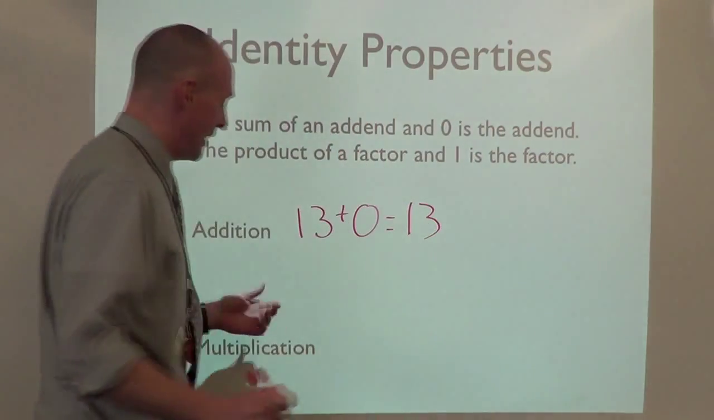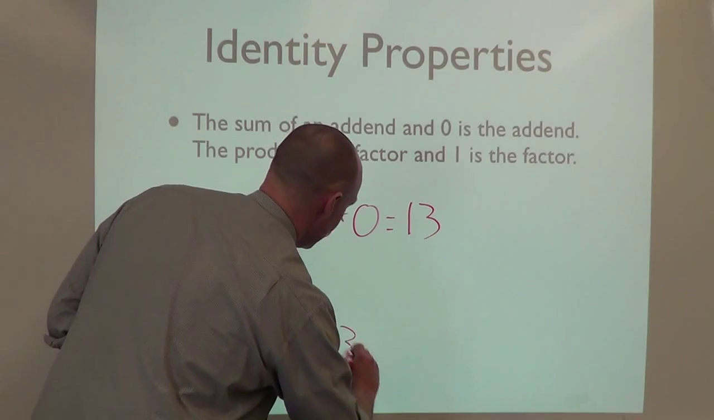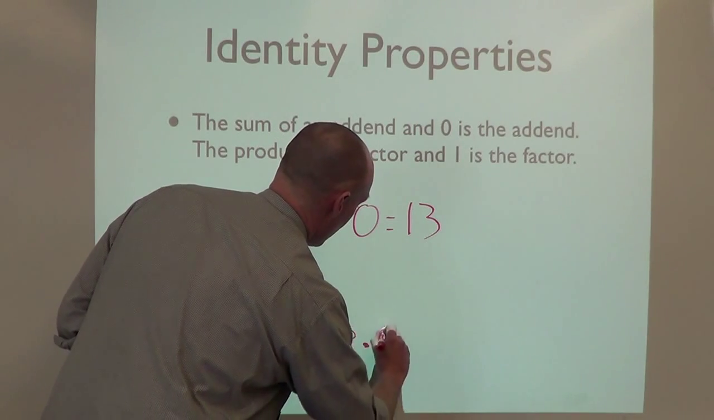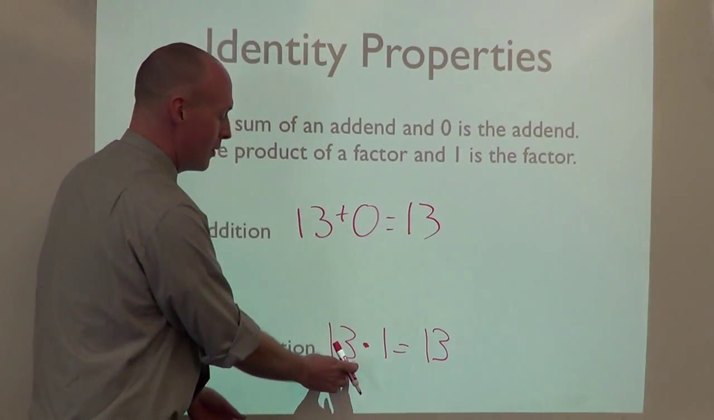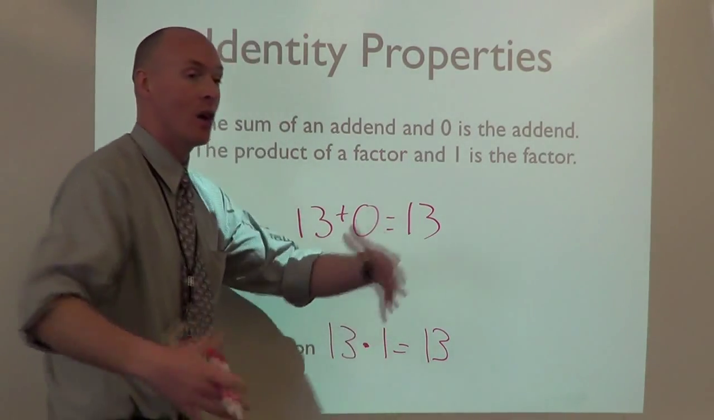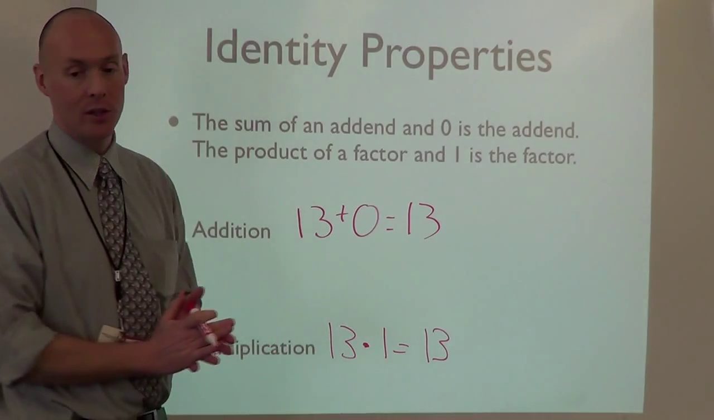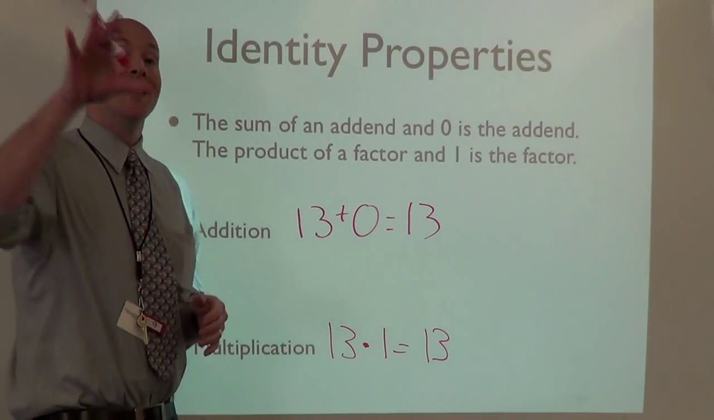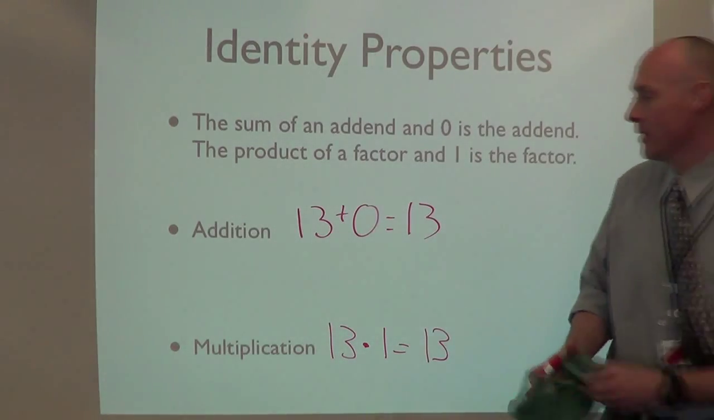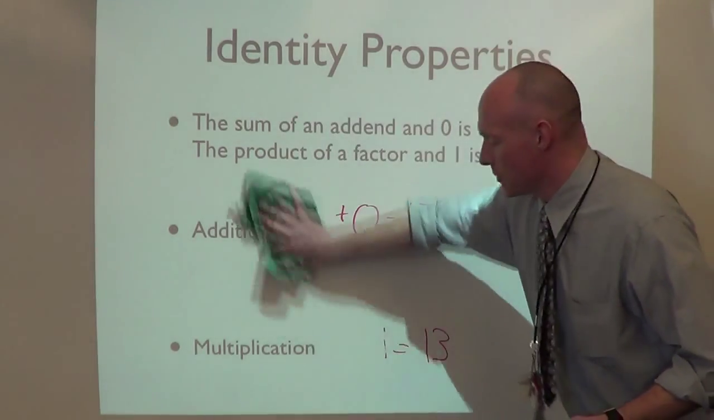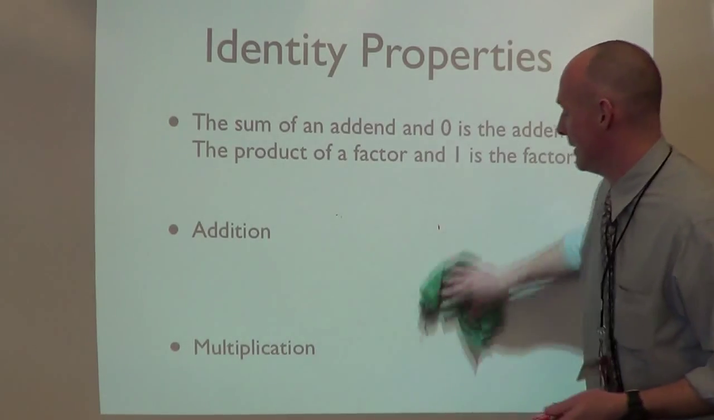And with multiplication here, if I have 13 times 1, it's going to equal 13. So whatever your number is, times 1, you're always going to get your original number. Let's try it out. Here I have, where's my eraser? There it is. Here I have some sample problems.